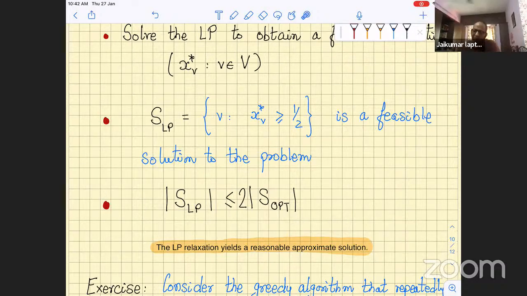So in this case, the linear program allows us to obtain a fractional solution from which an integral solution can be derived that is not too much worse than the optimal solution. Okay, it's at most a factor 2 away.